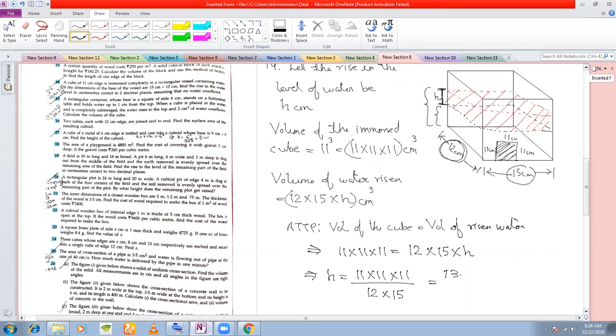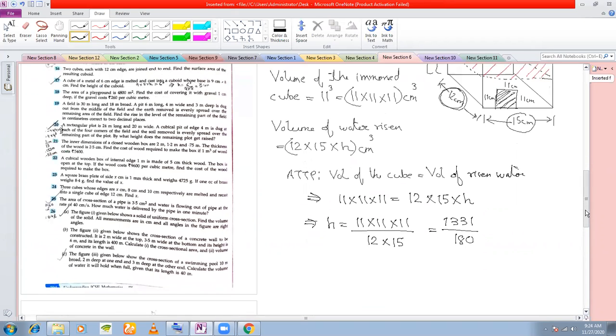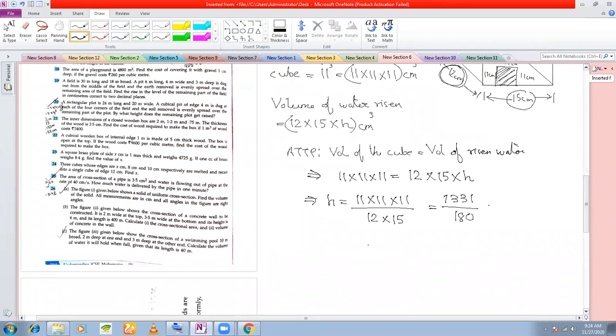11 into 11 into 11 is 1331, and in the denominator you have 12 into 15, which is 180. Now you do your direct division, right? You know how to divide two numbers, class 3 and 4 division. You divide these two and you will get 7.39 centimeters. So this is the height of water that has risen.